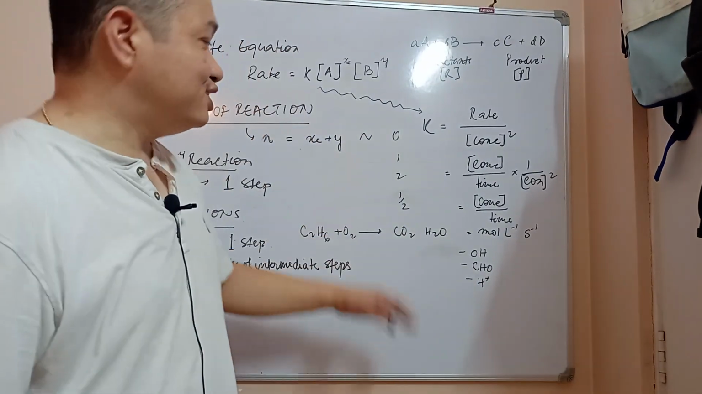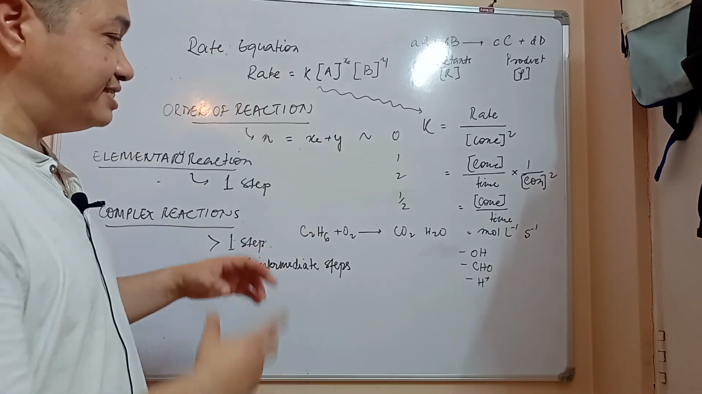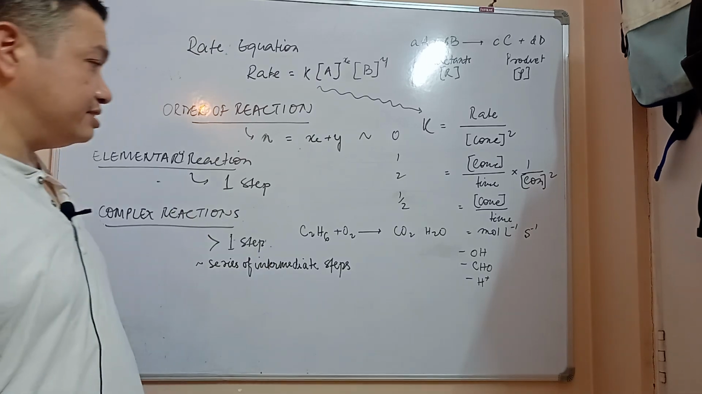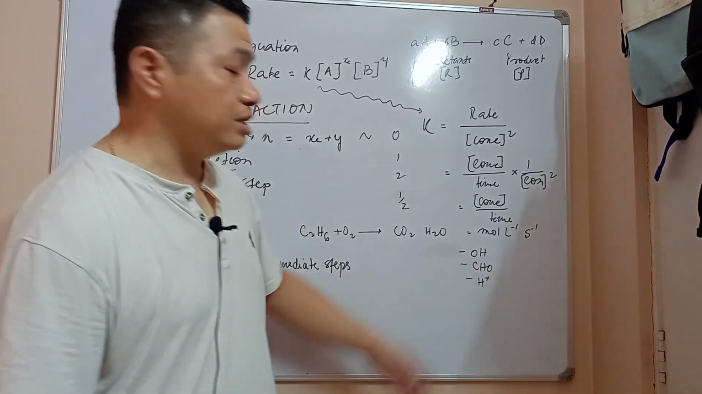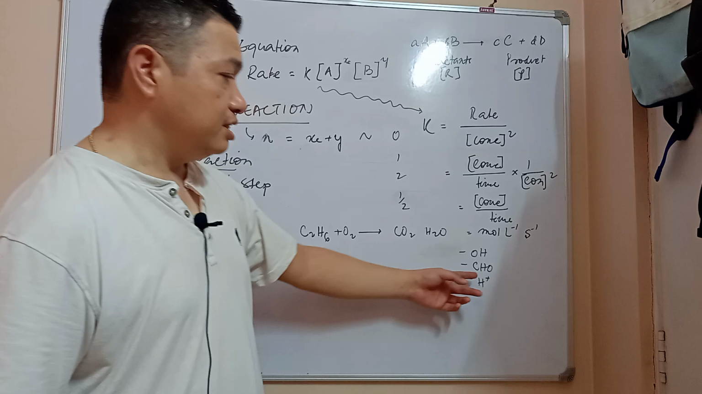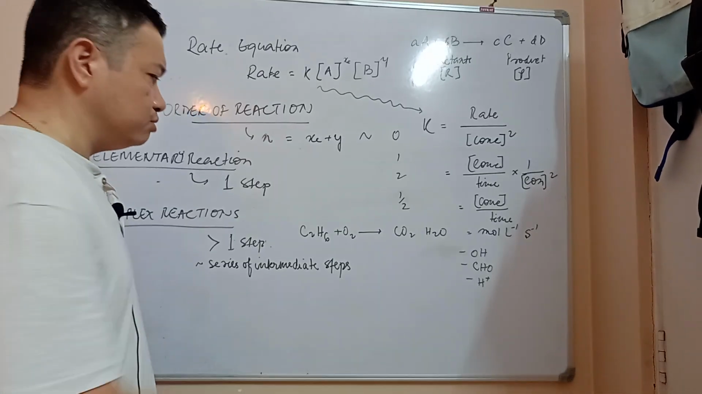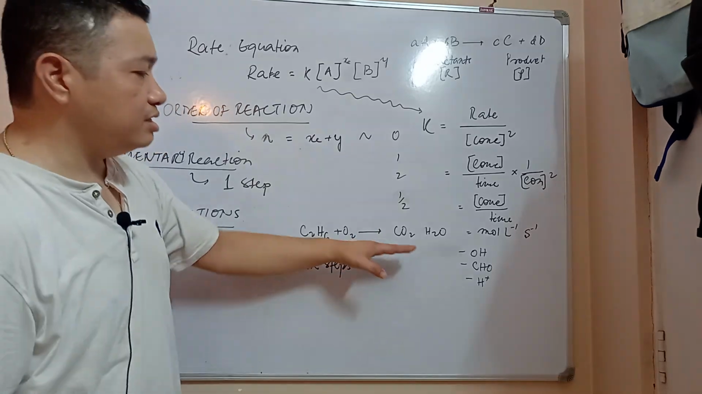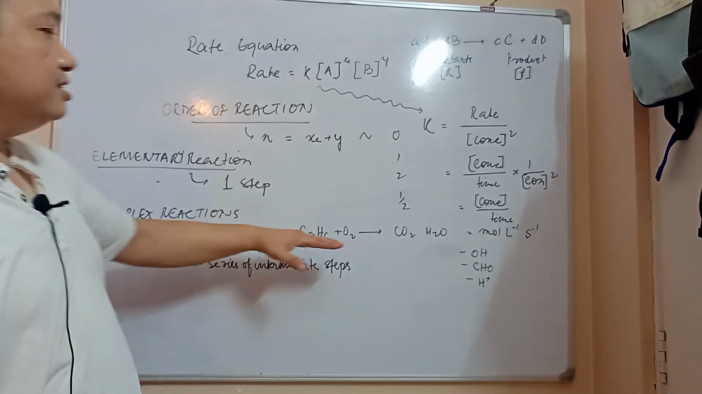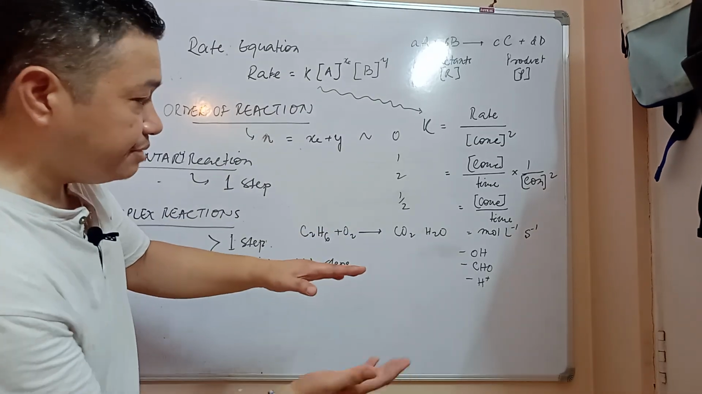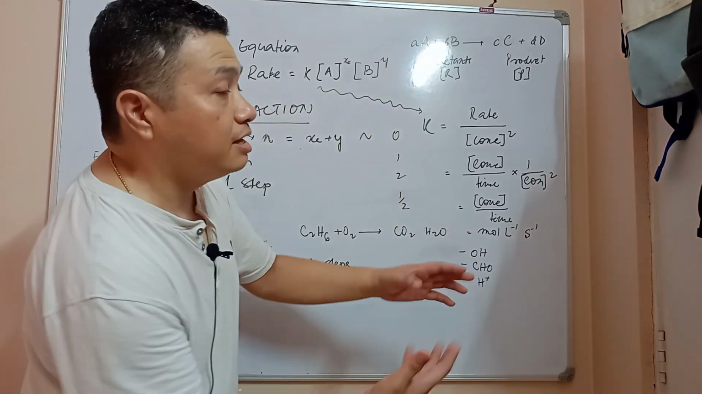तो this reaction is not that simple. It doesn't occur in one step. क्या होता है, बीच में बहुत सारे intermediate steps रहते हैं या फिर series of steps रहते हैं. उसमें हो सकता है कि there is a formation of alcohol, aldehyde, and acids, there is a formation of acid also. So this is not an elementary reaction. This is a complex reaction. Why? Because there are many intermediate steps in which many compounds are formed.